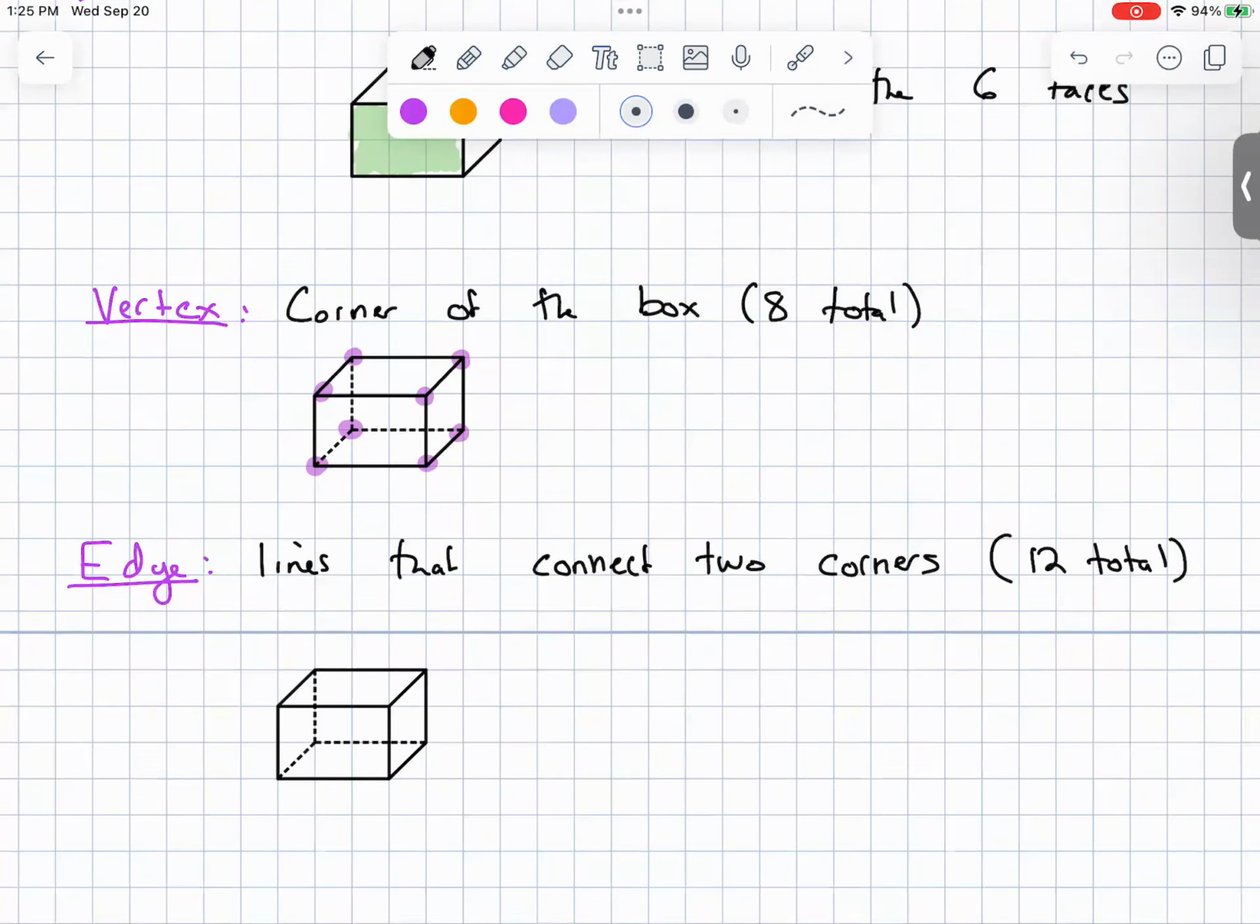So any of the edges, like the edges are the edges, if you get what I mean. These things here. Twelve edges total. 4 vertical ones, and then 8 horizontal. 4 up top, 4 on the bottom.